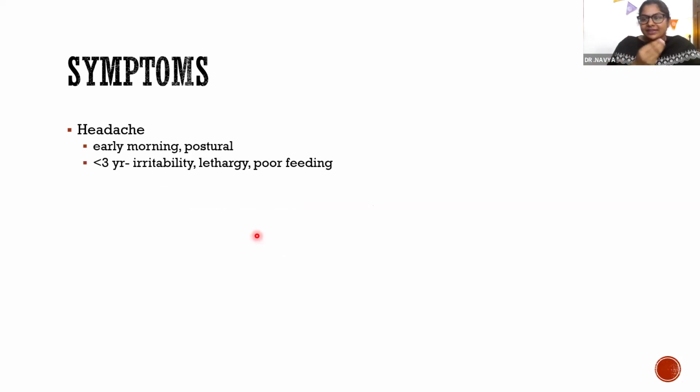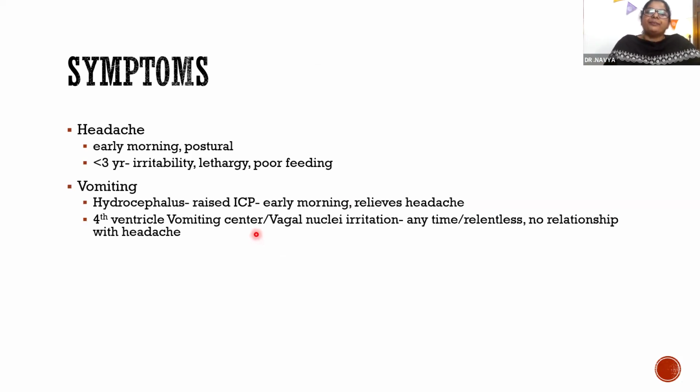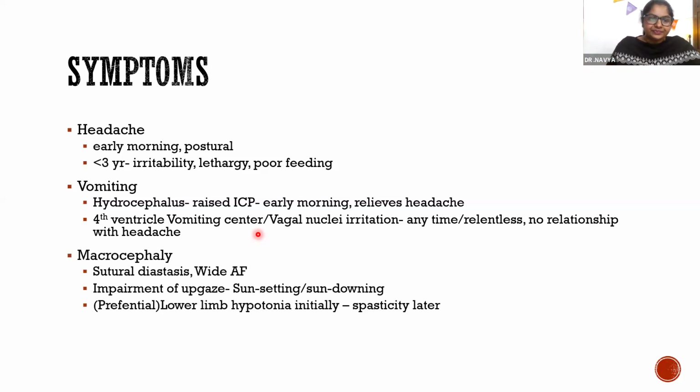Initially, we'll start with the symptoms, as Dr. Jayanth was pointing out. Early morning headache. Why? The CSF tends to get accumulated by the time the child gets up. He wakes up with a morning headache, and it's also postural for him. If the child is less than 3 years old, the symptoms usually speak out in the form of irritability, lethargy, or poor feeding. Vomiting. If hydrocephalus is there, yes, it is definitely early morning and it relieves with headache. But if it's a fourth ventricle tumor where the vomiting center and the vagal nuclear irritation is happening, it can happen at any time, relentlessly. There's no relation with the headache.